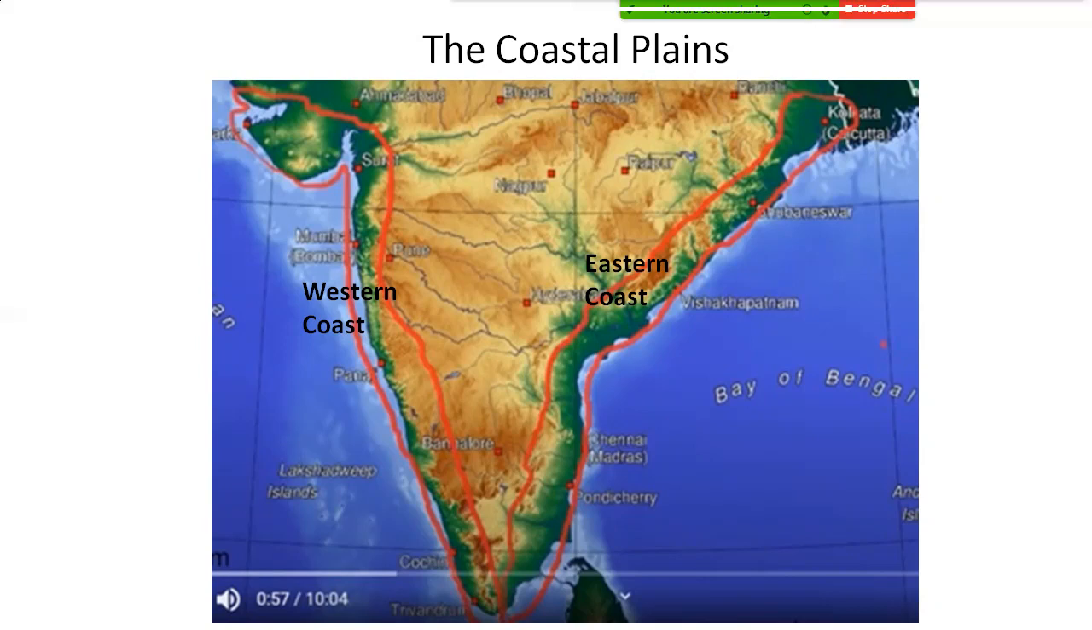The rivers that flow through the eastern coast are not swift because they flow over gently sloping plains. And also, since the eastern coast is wide, their course is also longer. The rivers that flow over the western coast form estuaries at their mouth, while the rivers that flow over the eastern coast form deltas at their mouth.